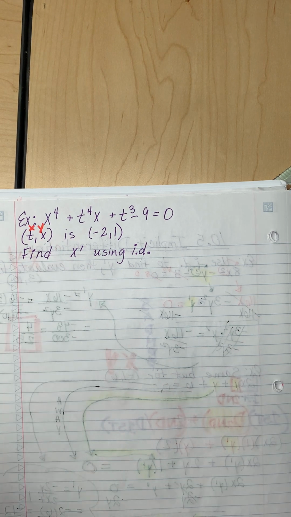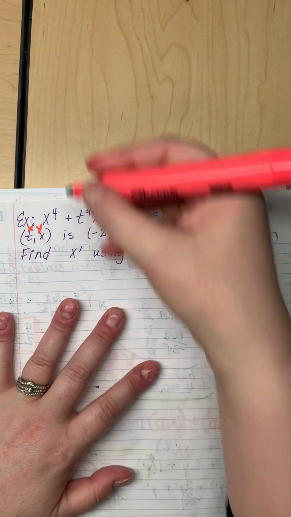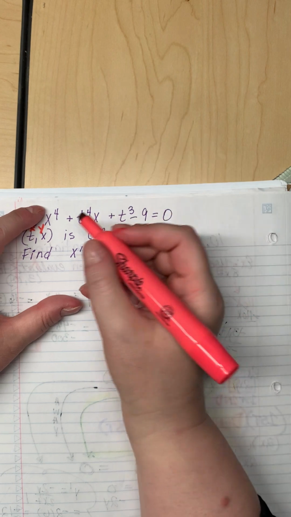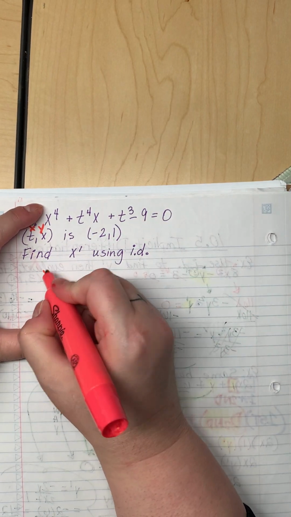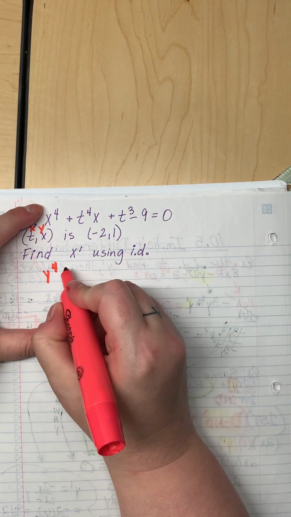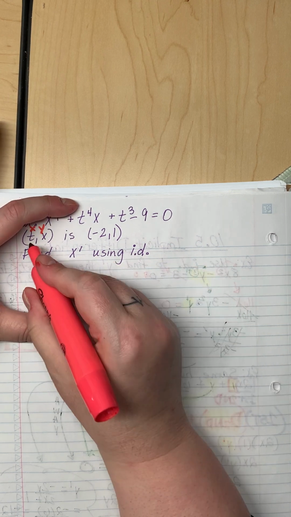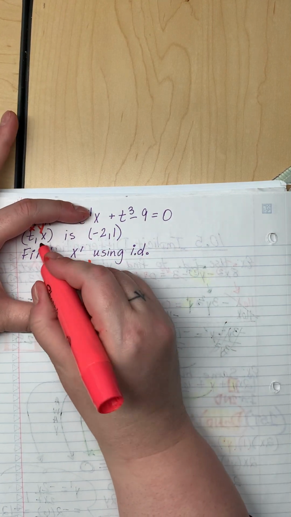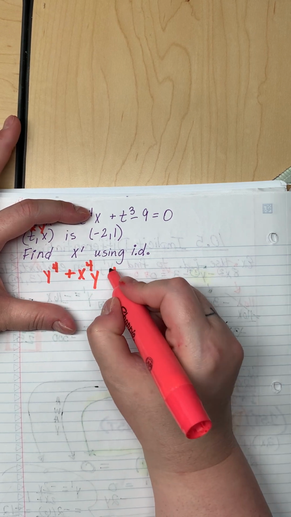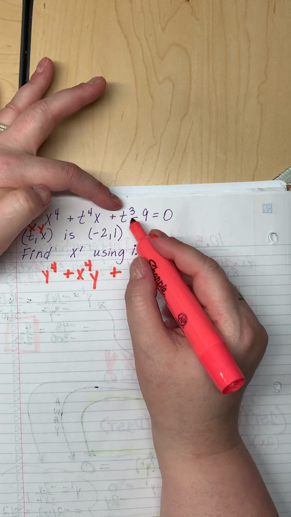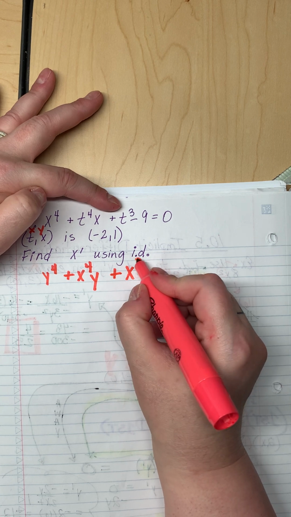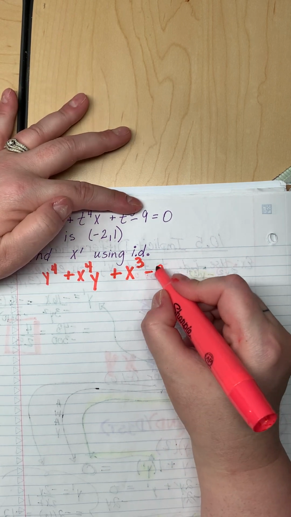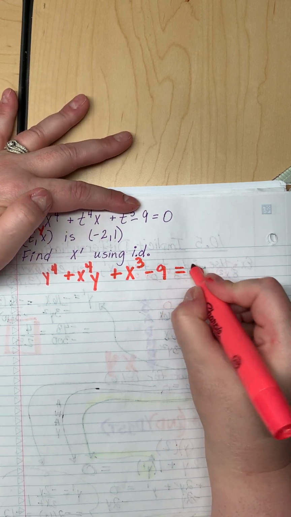Who knows? Okay, so if I want to change this, I'm going to take the x to the 4 and instead put a y to the 4. Plus, instead of t, I'm going to use x to the 4. Instead of x, I'm going to use a y. Instead of this t cubed, I'm going to use x cubed. 9 is still a minus 9, and we're equal to 0.